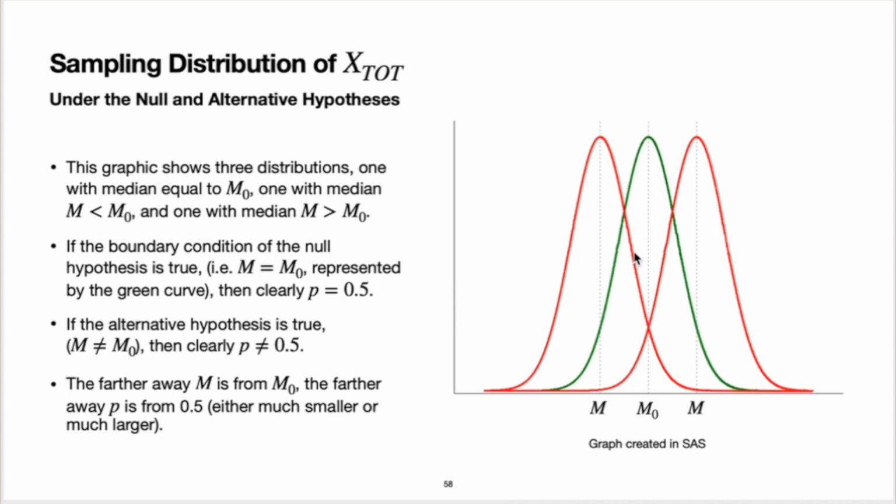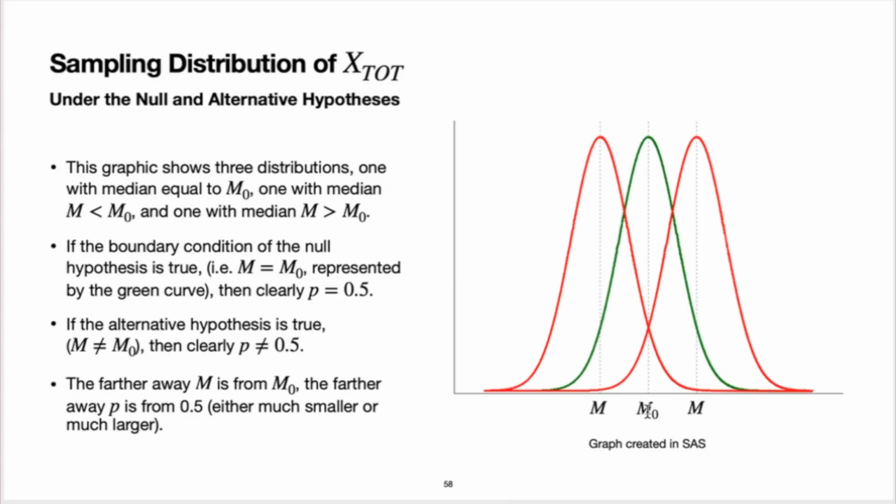And then we have two other potential distributions. One corresponds to the population median being something less than cap M sub 0. So that's this red curve here to the left, and it's centered at a value M that is less than m0. But we also have another distribution. The other potential way that the null hypothesis could be false is if the population median is actually greater than cap M sub 0. So we have these three possibilities represented.